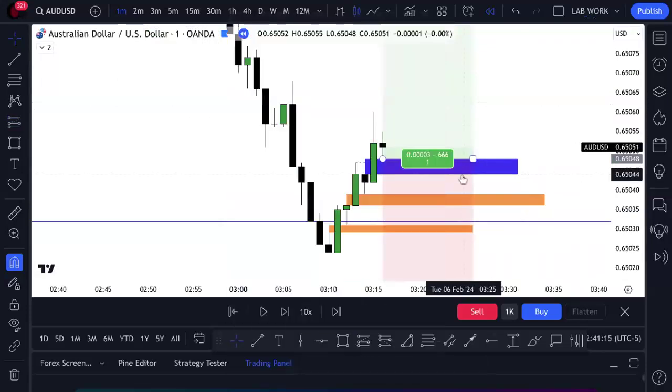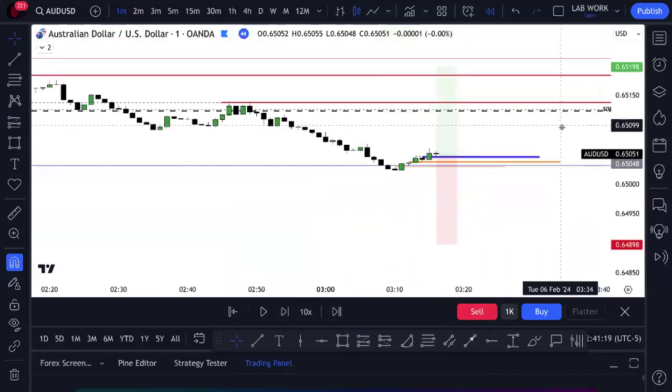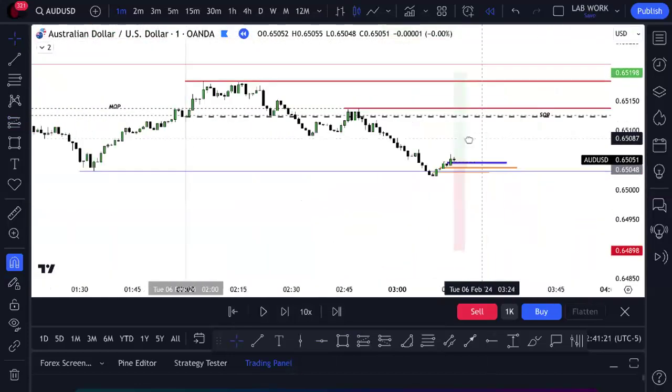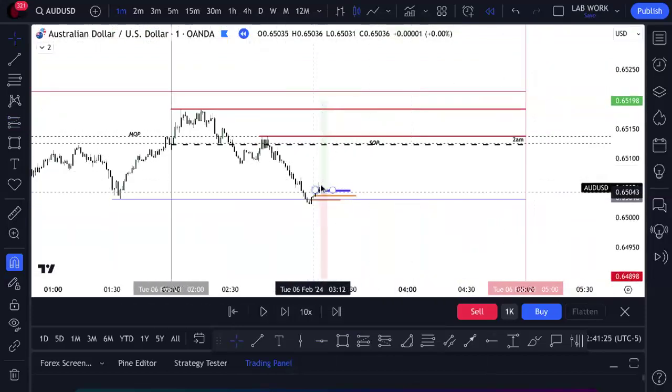15 pips. Done. Look at the projections though. My TP, or my path of profit, puts me back at fair value. I like when I see that. I like when my projections get me back to fair value. I like when my projections get me back to buy side liquidity. Here and here. Within 15 pips, I'm already back to a 15-minute swing high. Here and here.